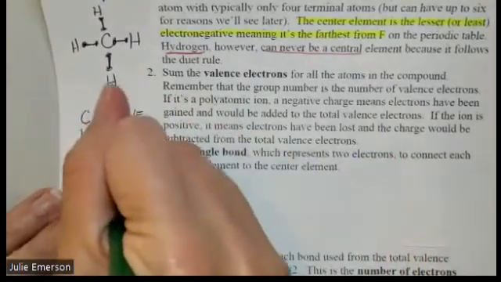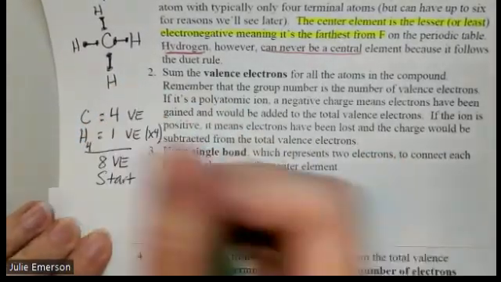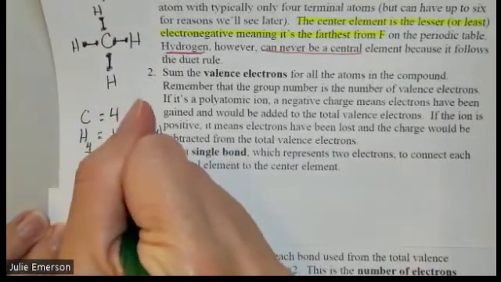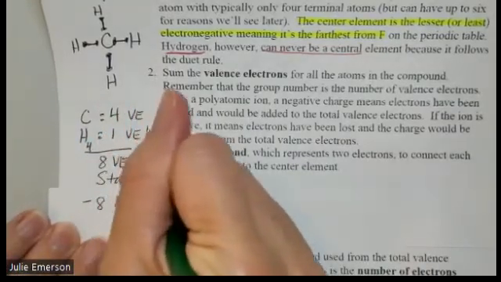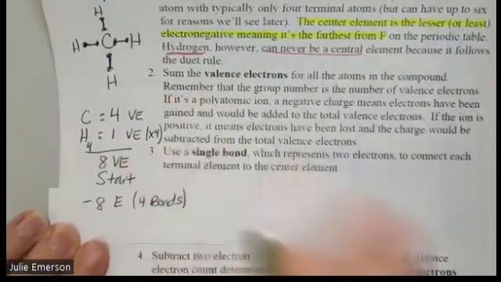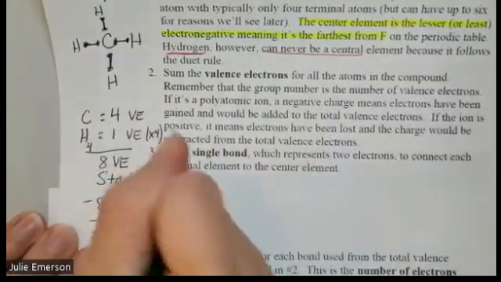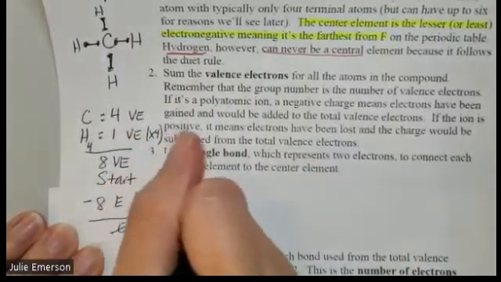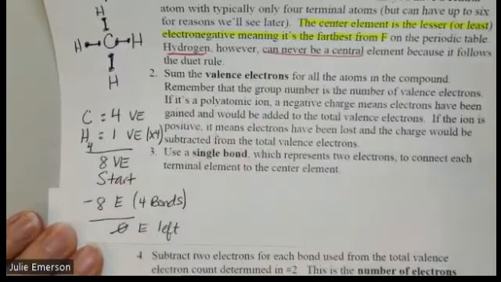So to start with, we had 8 valence electrons. We used 8 electrons in those 4 single bonds, right? Each bond represents 2. So that means we don't have any electrons left over. There's nothing left. That doesn't always happen, right? This is a simple molecule that we're starting with.